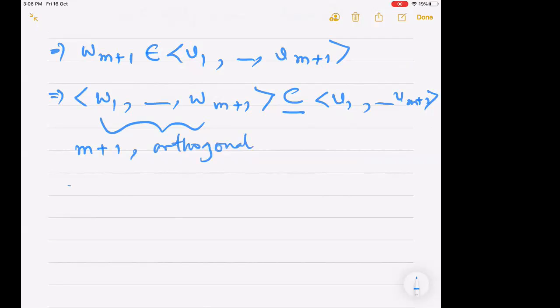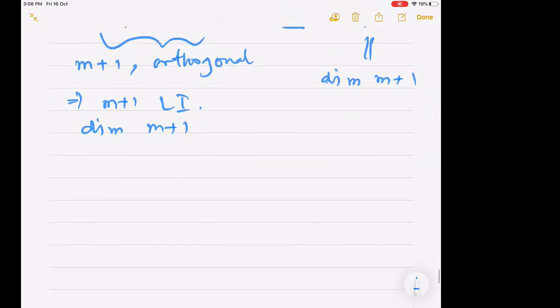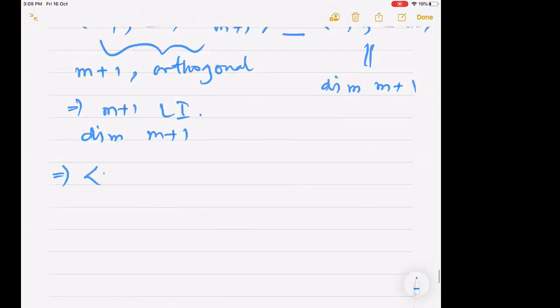So this means there are M plus 1 linearly independent vectors. So the dimension of this is M plus 1. These are linearly independent, so this dimension is also M plus 1. So I have a subspace whose dimension is the same as the bigger space. So the two spaces must be equal. W1 to Wm plus 1 must be equal to V1 up to Vm plus 1.